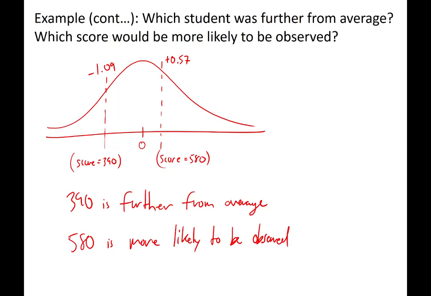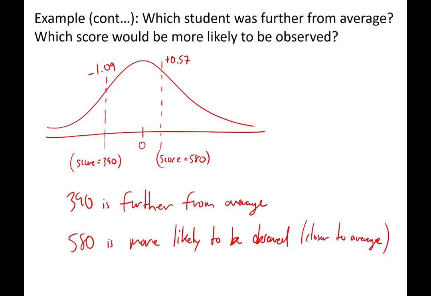Yeah, so if you just look at the way the distribution is, in a normal distribution, where do you have the most people piled up? Most people are piled up right at average. And so the closer you get to average, the more likely you are to see people in that range. So 580 is more likely to be observed because it's closer to average.